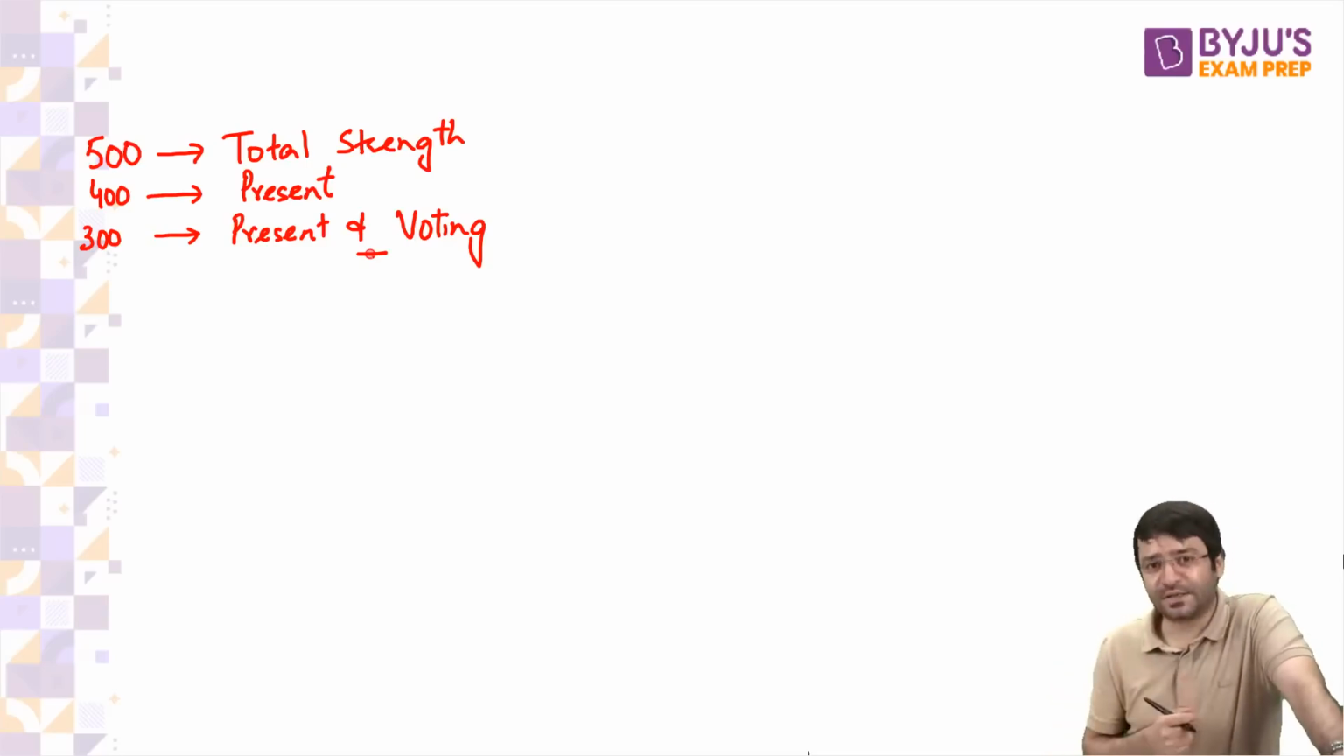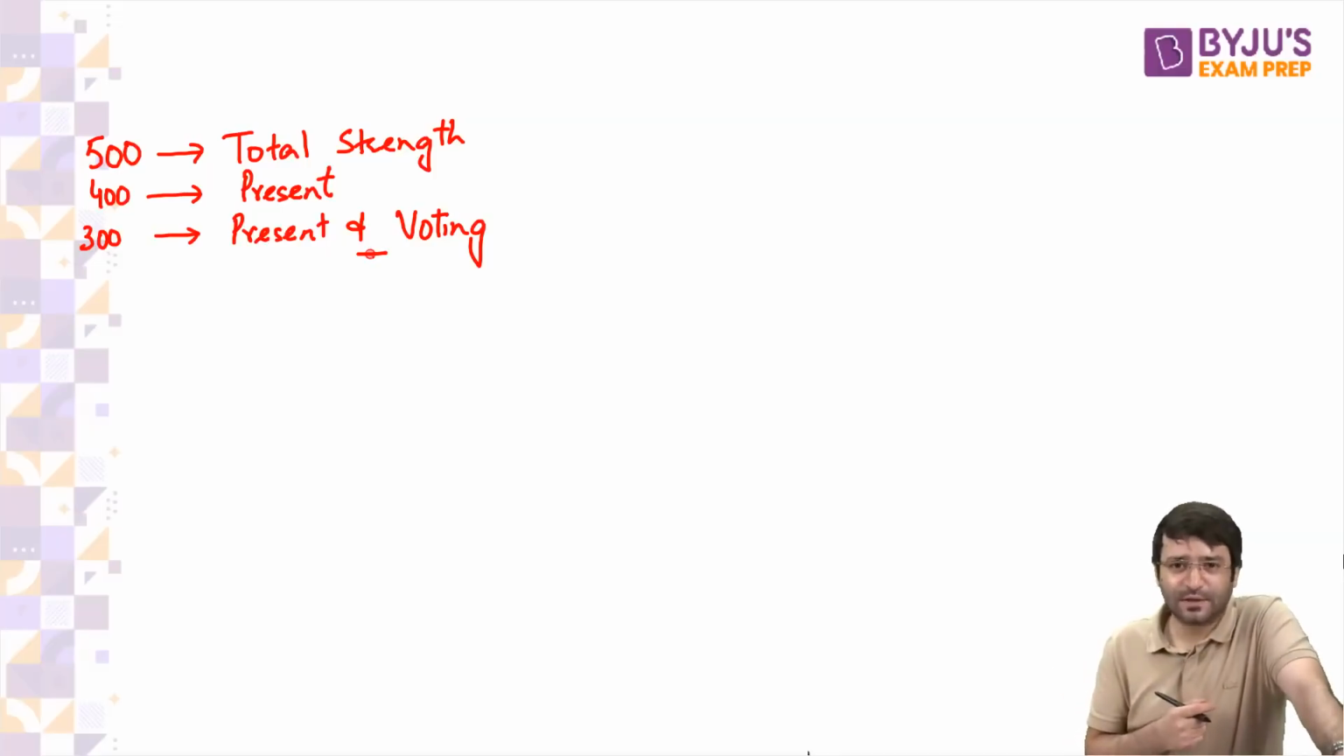Remaining 300 are present. 400 are now present. But 100, they're sleeping, watching something on the mobile phone, smartphones. And ultimately, sleeping, they don't care whether right to safe drinking water should become a fundamental right or not. The remaining 300 are committed ones.